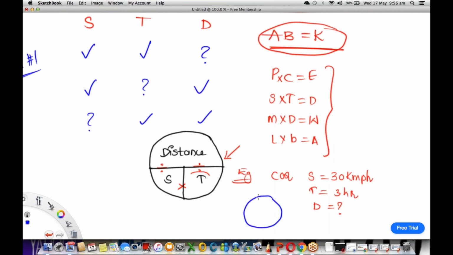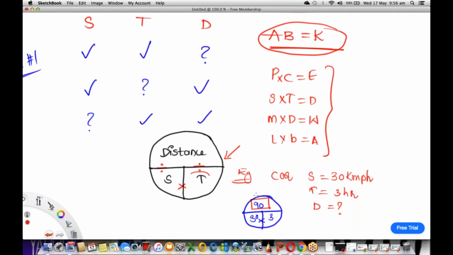I'll simply put all those values in this pie chart. So speed is 30, and I know that time is 3. The operation between them is multiplication. 30 into 3 gives a result of 90, and that will be treated as the distance.